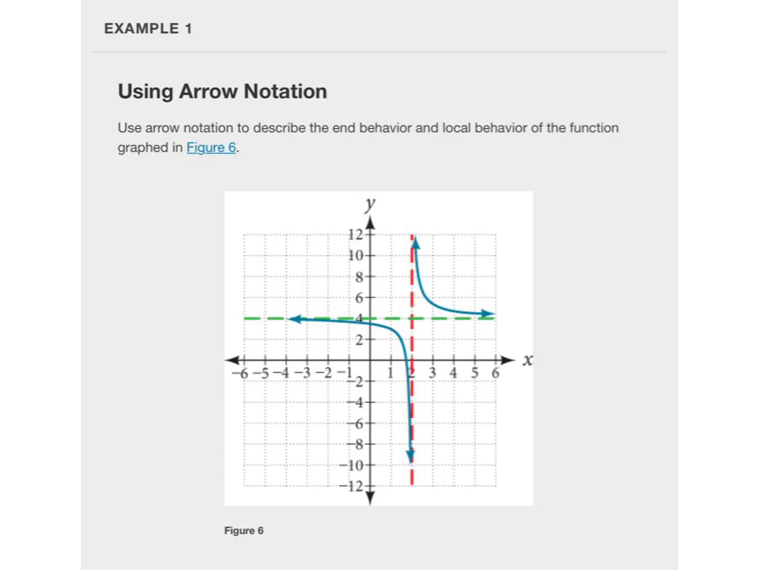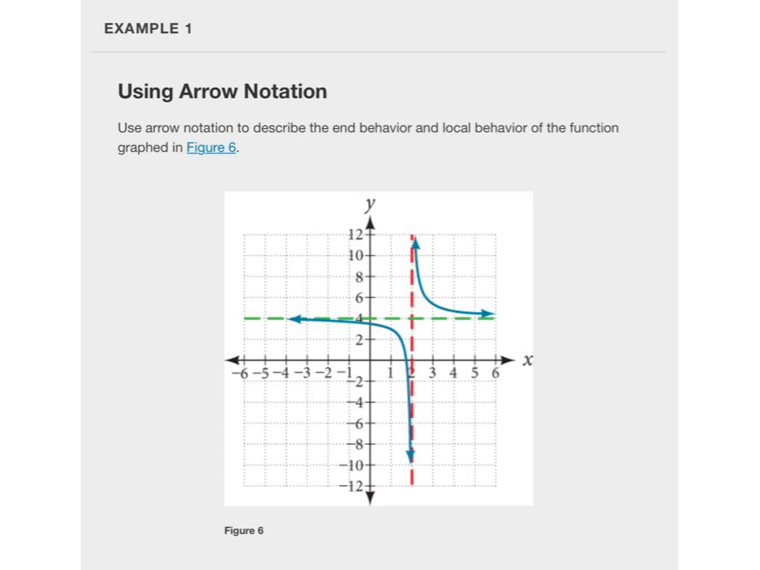Fellas, have you ever been bow hunting? Have you ever used crosshairs and tried to get whatever you were looking at in your crosshairs? So what I imagine here is the crosshairs have moved. Can you see that? So on the parent function, the crosshairs are at y equals 0 and x equals 0. Here, the crosshairs have gone to the right 2 and up 4. Can you see it? Okay, so we're going to use arrow notation.